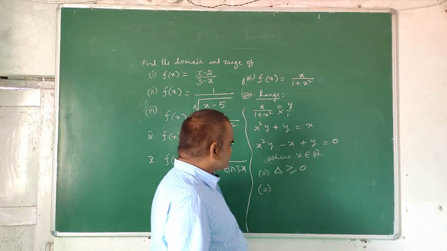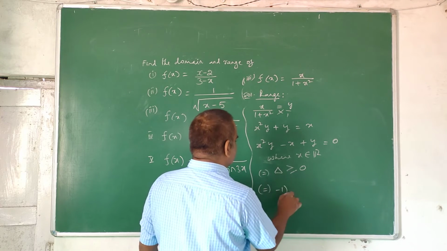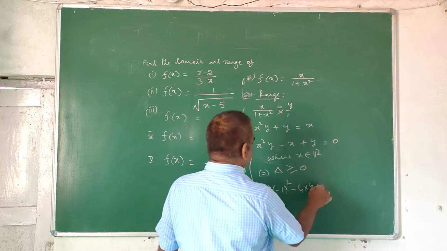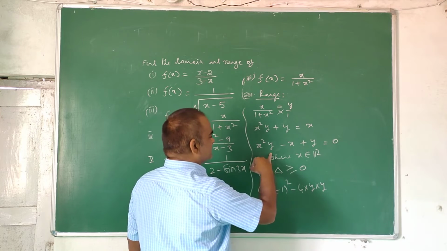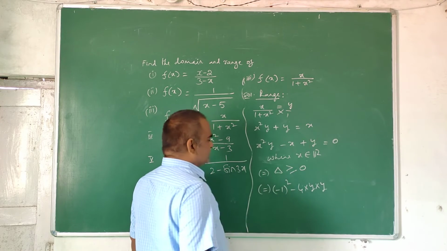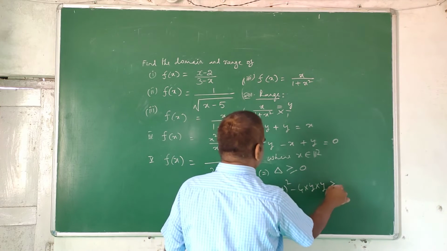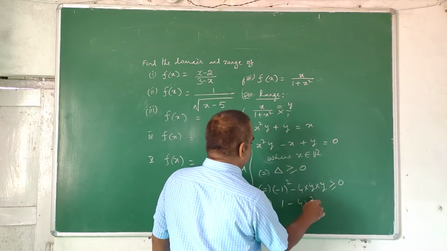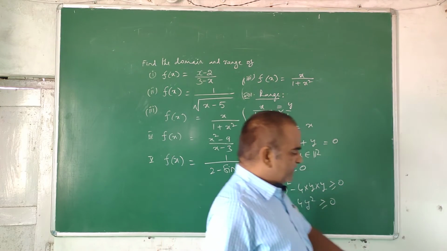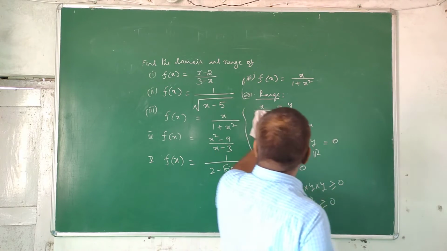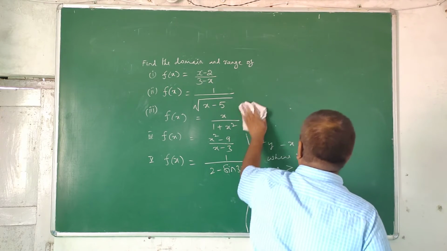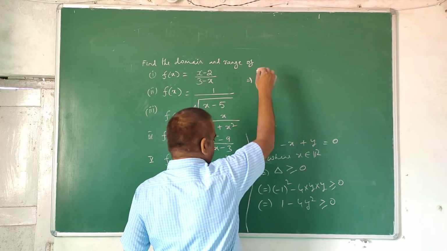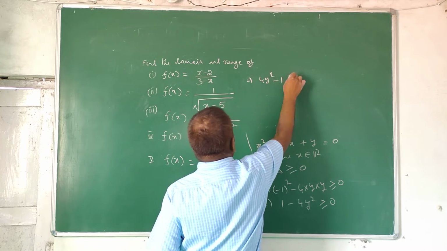Are you following? So what is the b value? Minus 1. Minus 1 whole square minus 4 into a is y, c is also y. A means leading coefficient, c is the constant, is greater than or equal to 0. This implies 1 minus 4y square is greater than or equal to 0. This implies 4y square minus 1 is less than or equal to 0.